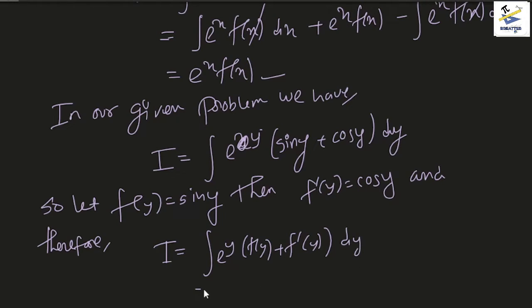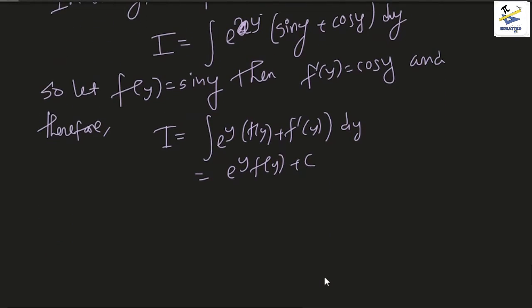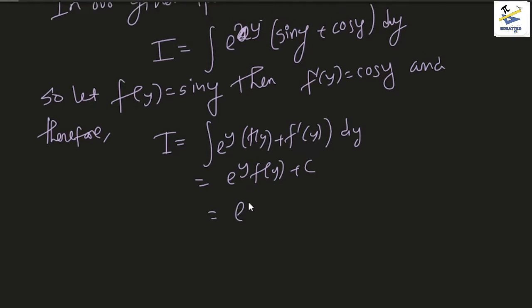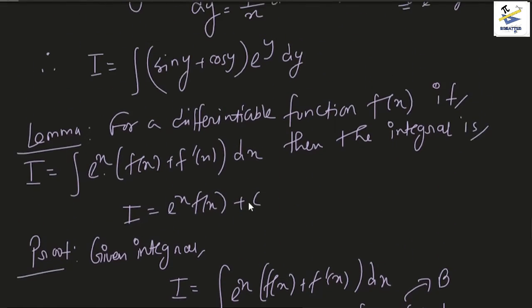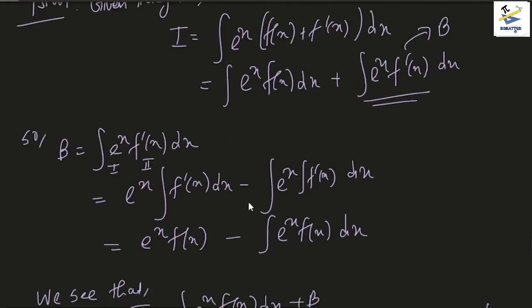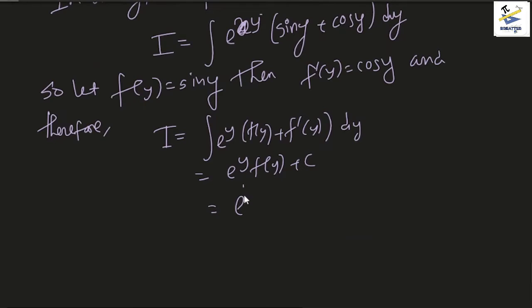And from the lemma we see that this is basically equal to e to the power y into f of y plus c. Putting back y, we get e to the power, and what was y again? y was log of x, right? So we get e to the power ln x into f of ln x plus c. Now e to the power ln x is just x and f of ln x is just sine of ln x plus c, which is the answer to our integral.